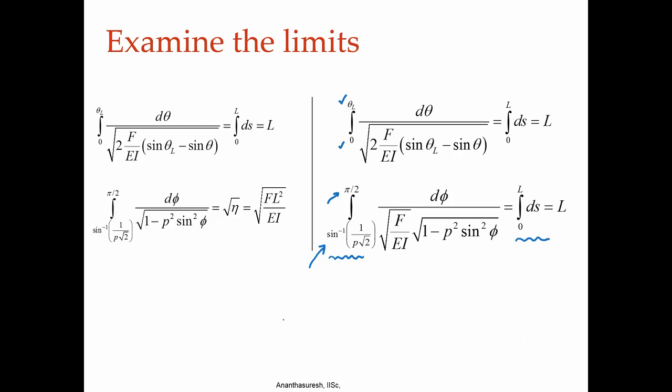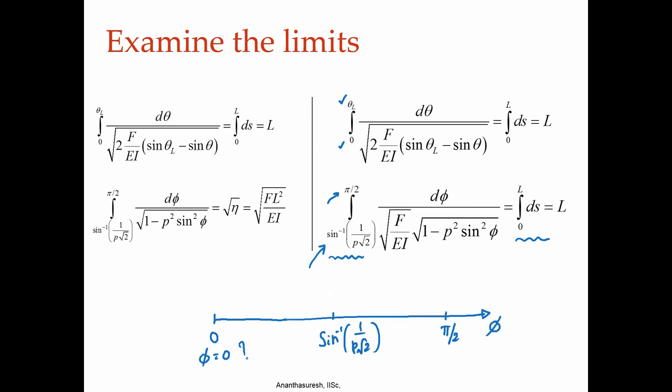Why is it starting from here, and what happens if we go less than this? Let us say if I do the phi axis here, pi by 2 is some kind of an end for this, because theta L is the end of the beam. So, let us say that pi by 2 for phi is the end. We are starting somewhere here which is sine inverse 1 over p square root of 2. What if I go to the other side, all the way to 0, that is phi equal to 0? What does that mean? Let us look at that.